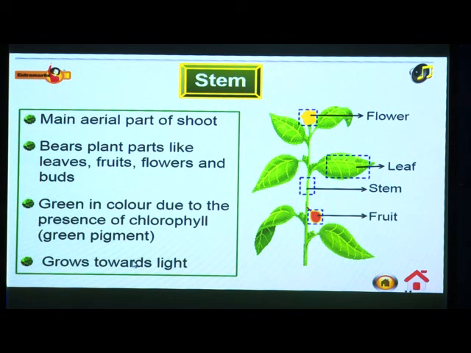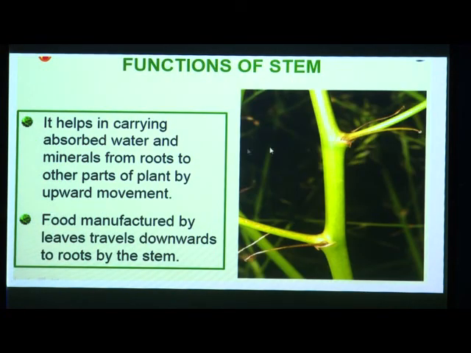Plants have different parts. Each of these performs a specific job, which means it has a specific function. The two main parts of the plant, as we have seen, are the root and shoot system. The part of the plant that grows mainly under the ground forms the root, and the part which is above is called the shoot system. Now we have just seen about stem. Let us see the function of stem. See, this is the stem which is green in color, and in some parts it may be brown in color also. It helps in carrying absorbed water and minerals from roots to other parts of the plant by upward movement.